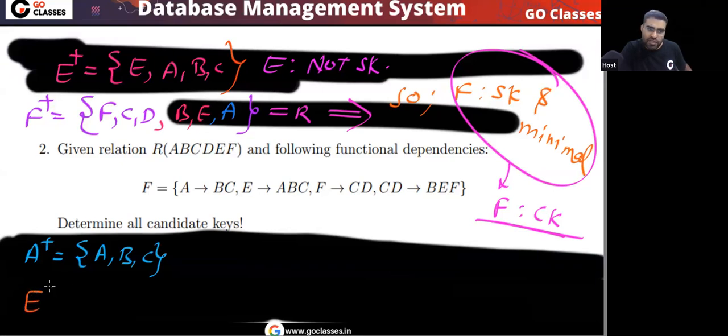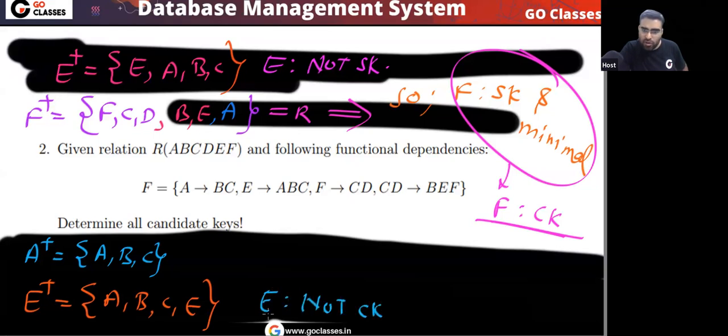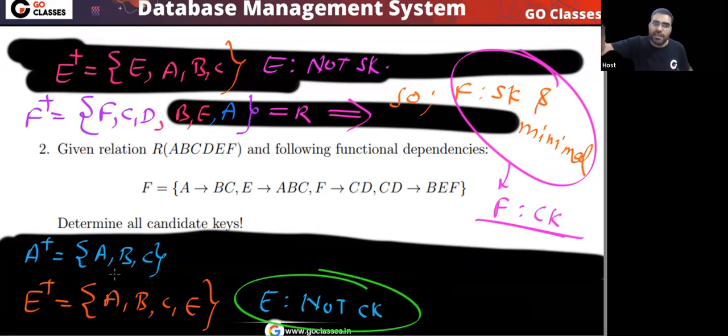Look at this E. E is saying that you got A, B, C, E. Now notice, this E is not a candidate key. So automatically, what can I say? If E is not a candidate key, I can say that A is also not a candidate key, because if A is a candidate key, then E also will become a candidate key, because E can determine A. Yes or no? If A can determine everyone, then E also can determine everyone.